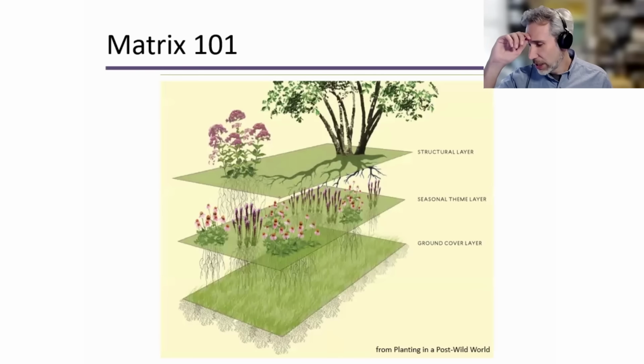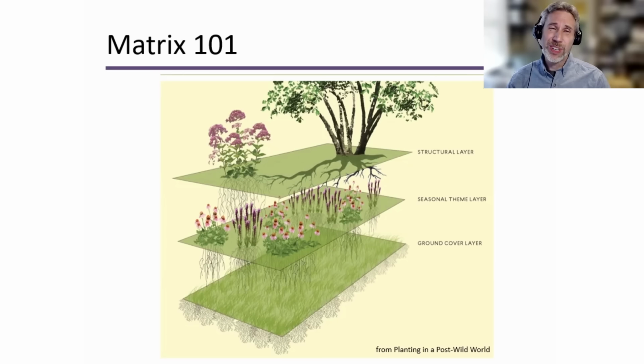So I'm stealing a graphic from my friend's book, Planting in a Post-Wild World, because it perfectly illustrates what we're talking about with matrix design, as well as layers in a natural garden landscape, because when you go out to the wild, you see layers, right?